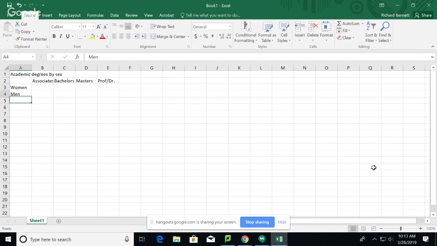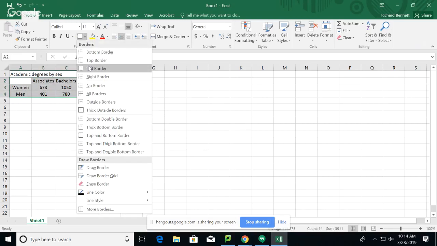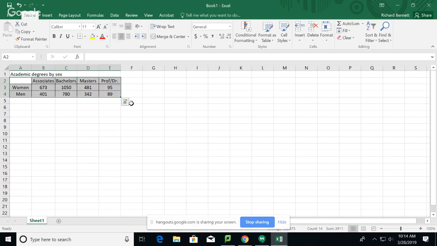Okay? So the raw numbers are 673, 401, 1050, 780, 481, 342, 95, and 89. Okay? Now one of the things I always like to do is I always like to center all my data, and I like to box it so that it's in a nice table. Okay? So here's your raw data.